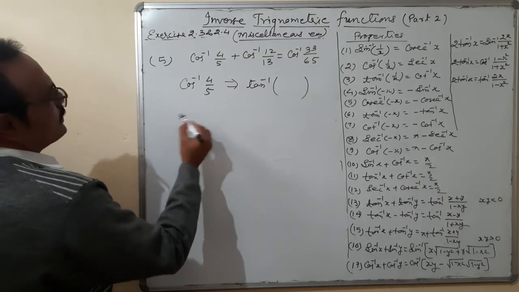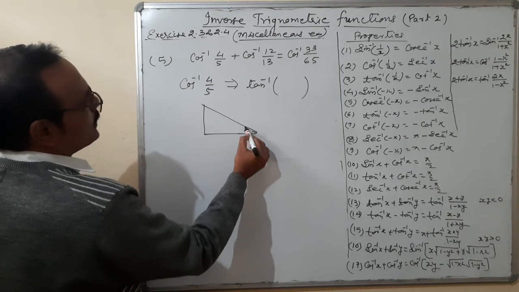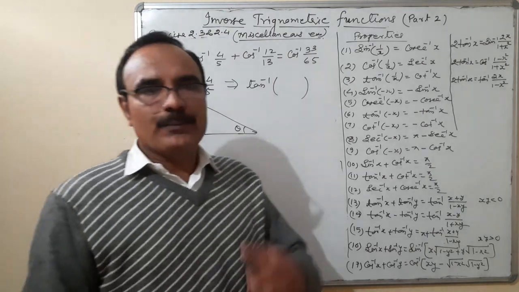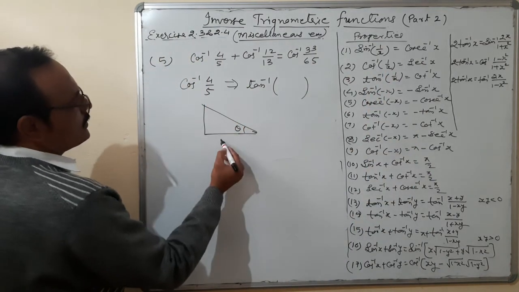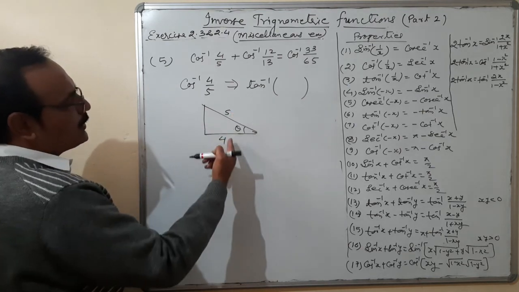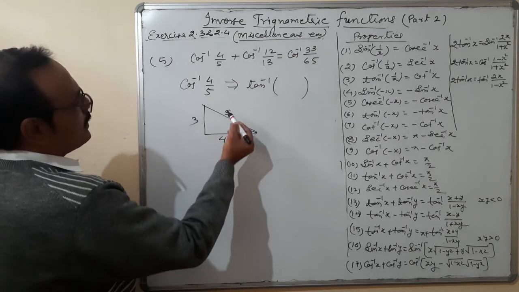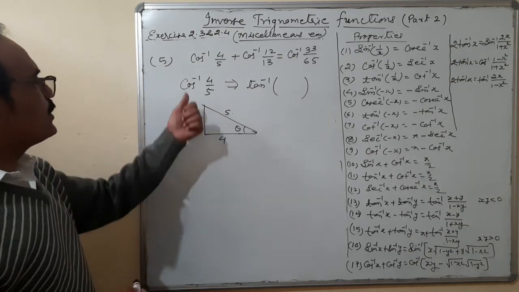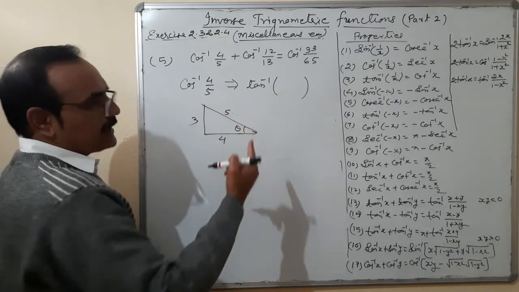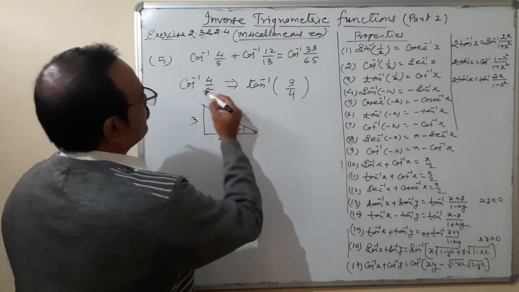How to find out? See, you make a simple diagram. Any angle you can consider as theta. Suppose its angle is theta. The value of cos is base upon hypotenuse. Base is 4, hypotenuse is 5. Using Pythagoras theorem here, 5 fives are 25, 25 minus 16 is 9, so it is 3. So now this is base, hypotenuse and perpendicular. Now if you want to convert this cos inverse 4 upon 5 into the form of tan inverse something, what is tan? Tan is perpendicular upon base. Perpendicular 3 upon base 4. 3 upon 4.